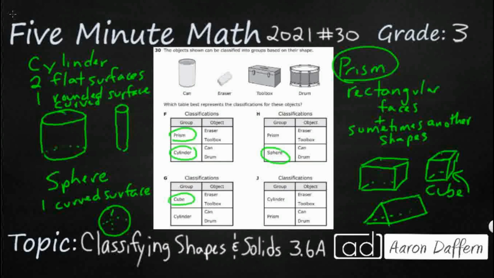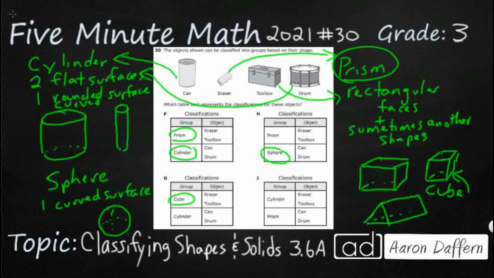Now, what do we have here? Those are our options. Well, this can right here, you notice this can is a cylinder. And we also have this drum. It's a little bit squatter, but it's also a cylinder. These two are going to be cylinders. And then your eraser and your toolbox, even though they are slightly different, they are both going to be prisms because they've got rectangular faces, and both of them actually are rectangular prisms.